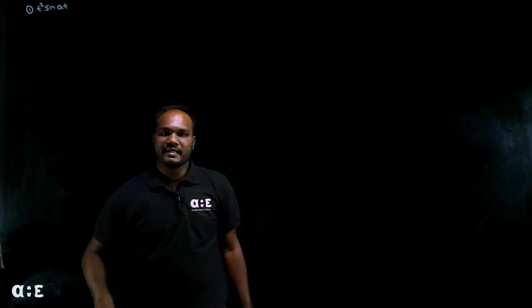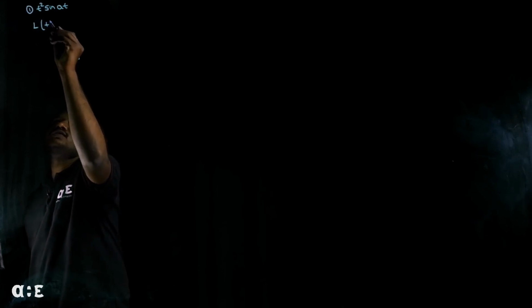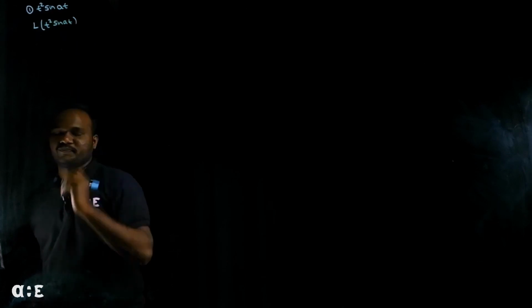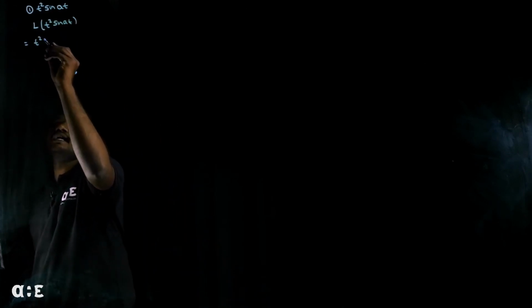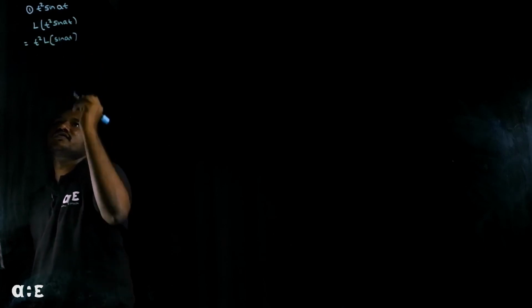Let's start today's question: t square into sin at. So let's solve this first. Laplace of t square sin at, that's what we need to find. So what we need to do? We need to take t square outside, then Laplace of sin at, that's what we need to find.